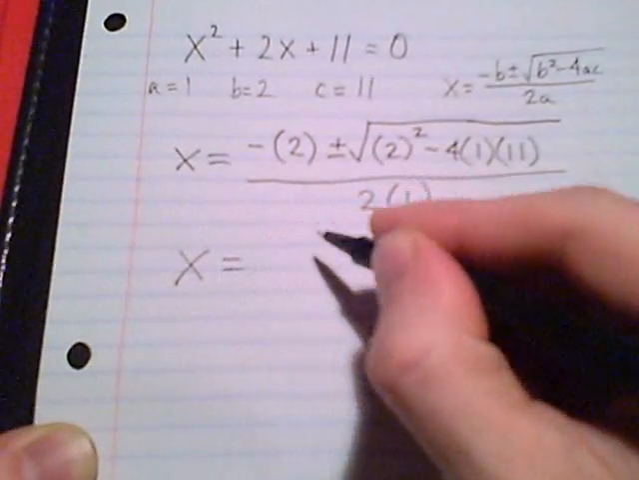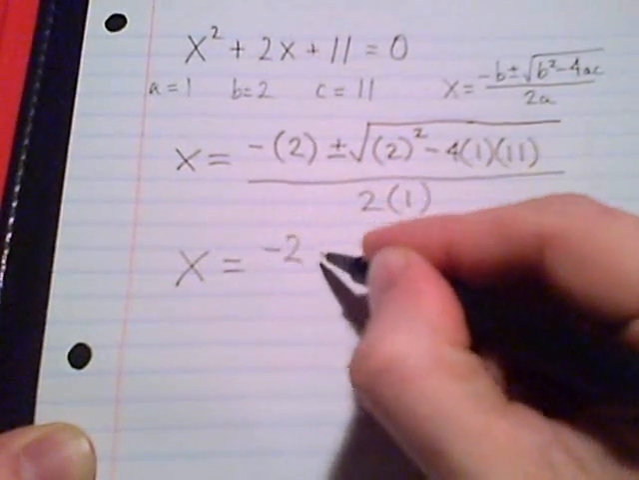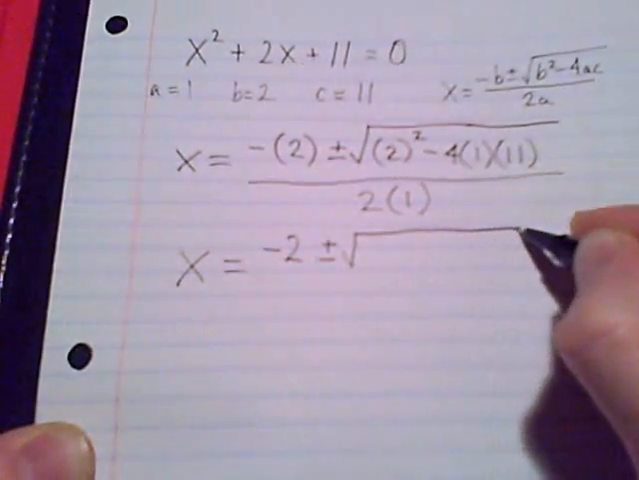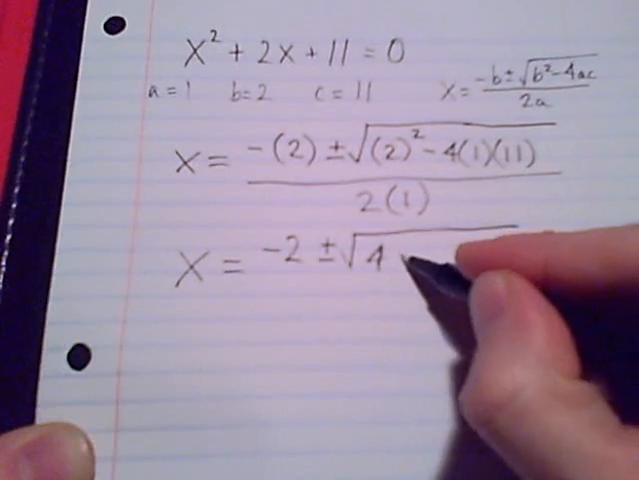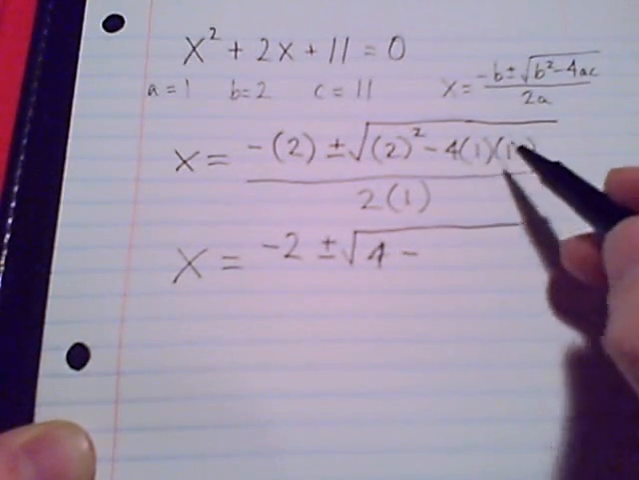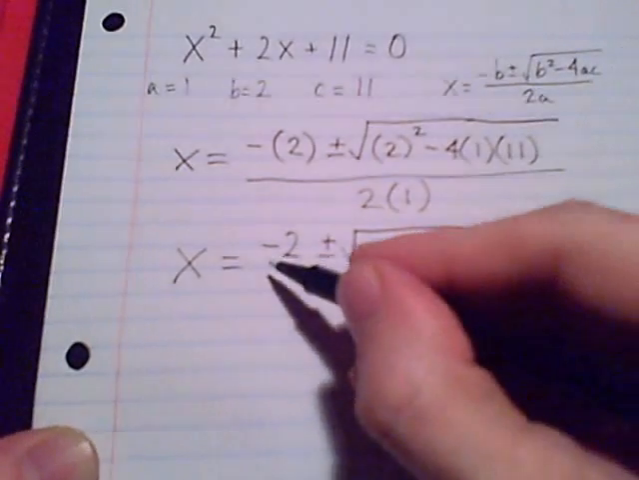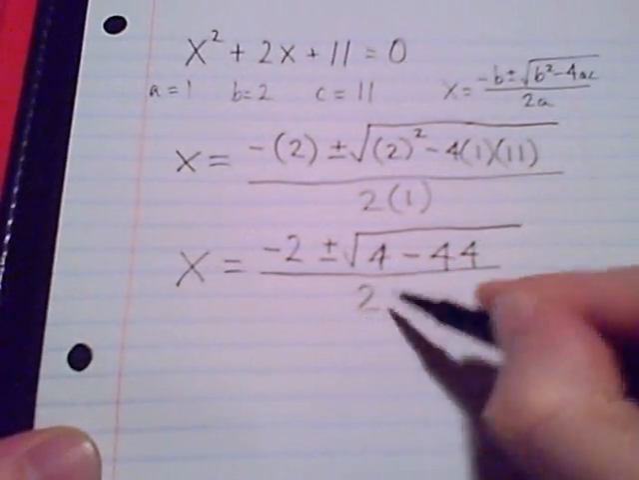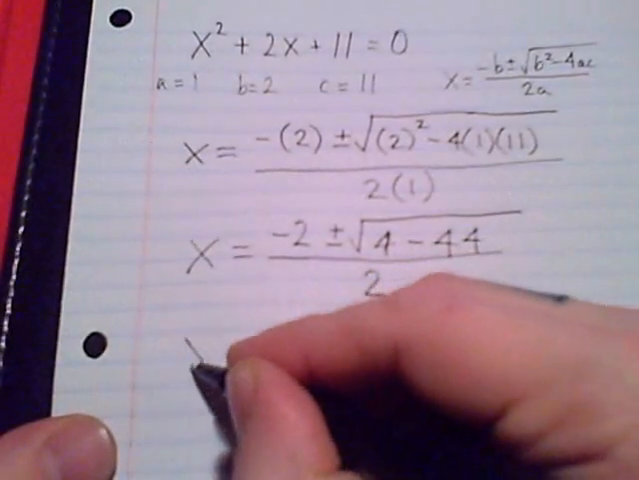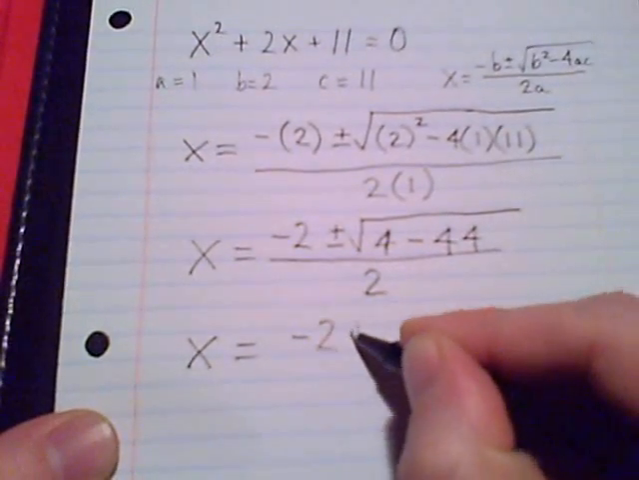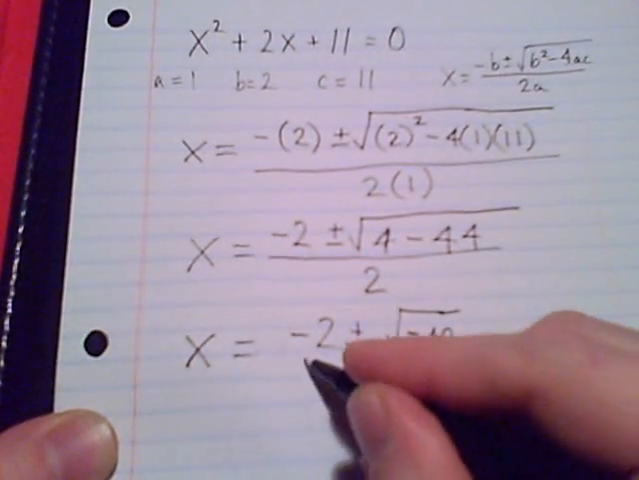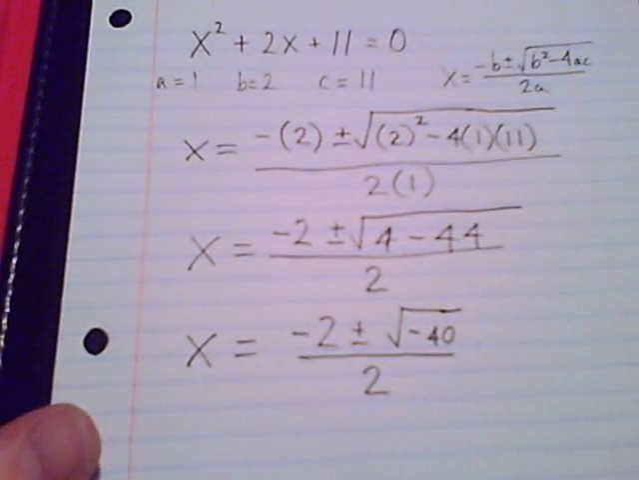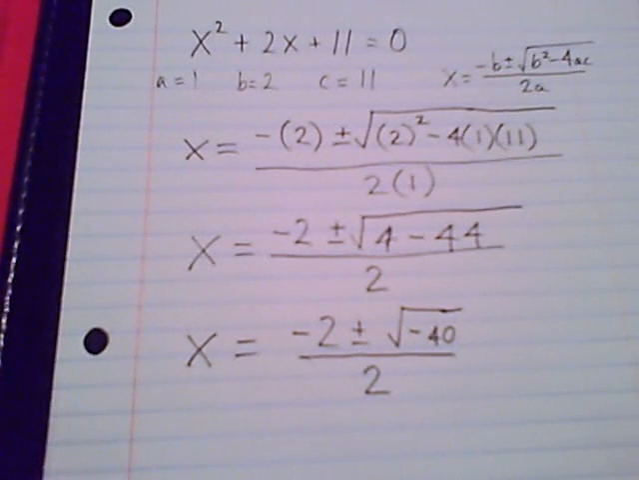Let's start cleaning it up. -2 plus or minus. 2 squared is 4. Minus 4 times 1 is 4, times 11 is 44, all over 2. Let's finish cleaning up inside that radical. 4 minus 44, negative 40 over 2. What do we like to do at this point? Two things. Simplify the radical, then simplify the fraction.